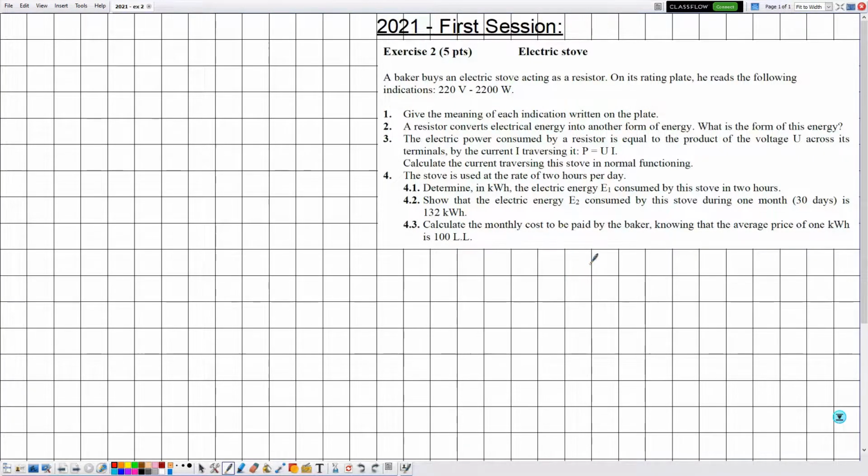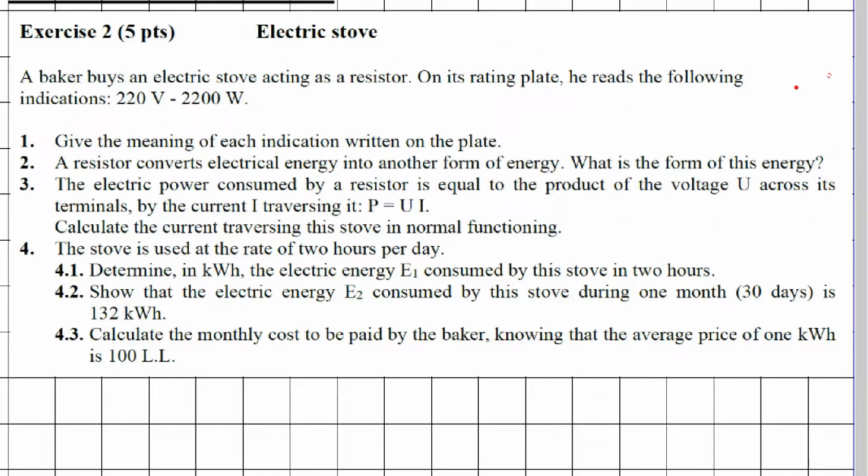In this one we are going to solve an exercise related to electricity in the chapters of DC voltage, resistors, electric power and energy. This exercise was the previous one in the Brevet exams 2021 first session, exercise number 2. The title of this exercise is electric stove. A baker buys an electric stove acting as a resistor. On its rating plate he reads the following indications: 220 volts, 2200 watts.